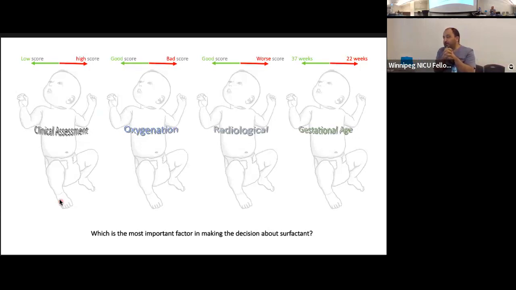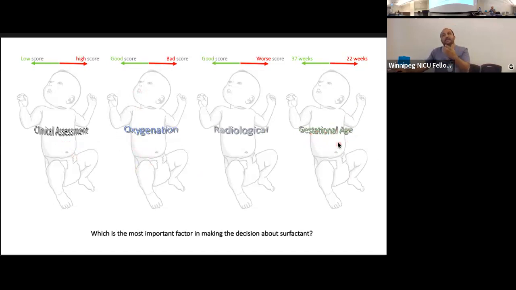But for every single one of us, let's be open, there is one which is more prominent. I think most of us will think of oxygenation as the most important pillar. Some of us may consider clinical assessment and clinical scoring more important. The severity of respiratory distress is more important for a baby who is on CPAP. Well, most of us, all of us, would say that gestational age also is a very important factor.